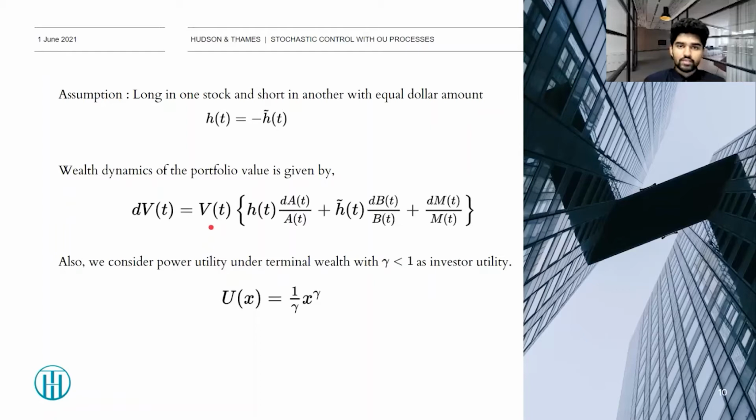Using that assumption, we are able to calculate the wealth dynamics of the portfolio using this equation, where V of t is the wealth of a portfolio at time small t. And H of t, as I mentioned before, is a portfolio weight corresponding to stock A, and H tilde of t is a portfolio weight corresponding to stock B.